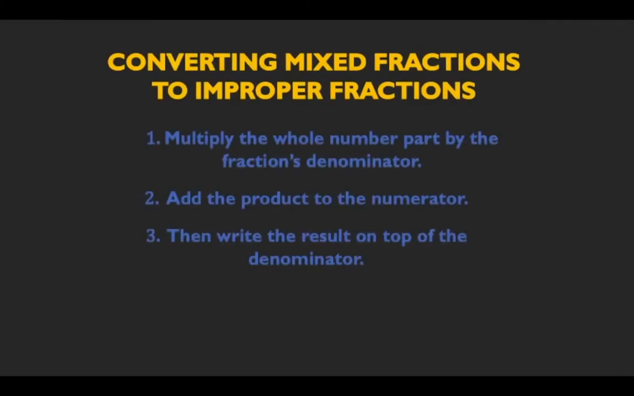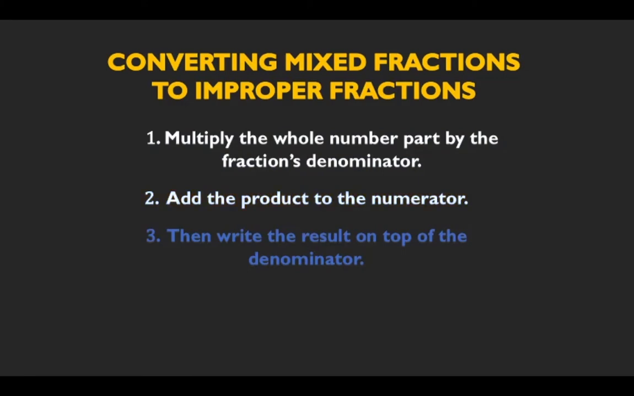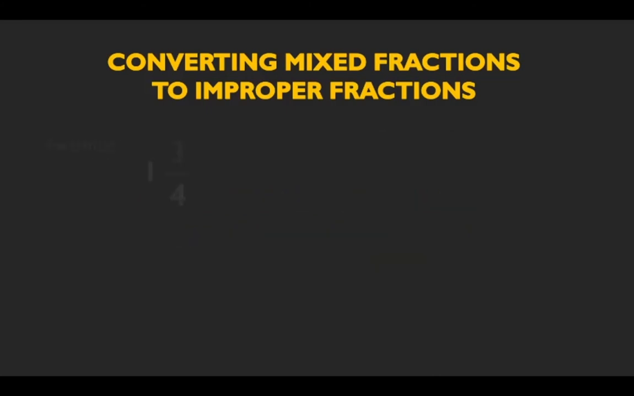To convert mixed fractions into improper fractions, follow these steps. 1. Multiply the whole number part by the fraction's denominator. 2. Add the product to the numerator. 3. Write the result on top of the denominator. Let's see an example.